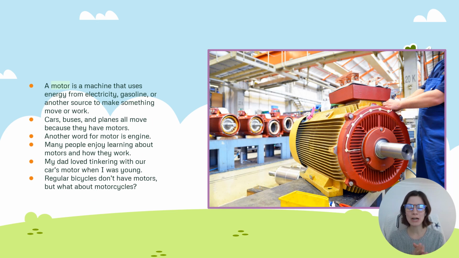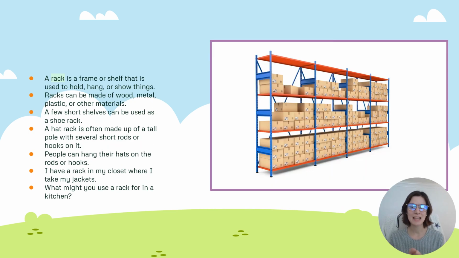Next word to know is motor. A motor is a machine that uses energy from electricity, gasoline, or another source to make something move or work. Cars, buses, and planes all move because they have motors. Another word for motor is engine, and many people enjoy learning about motors and how they work. Last word to know is rack. A rack is a frame or shelf that is used to hold, hang, or show things. Racks can be made of wood, metal, plastic, or other materials.